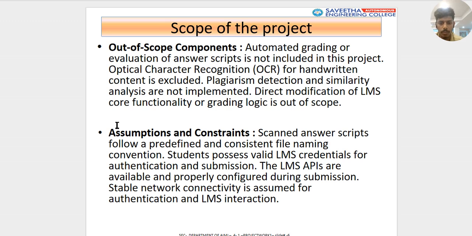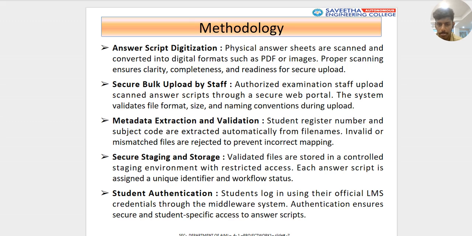Out of scope components, assumptions and constraints. Automated grading or evaluating answers is not included in this project. Direct modification of LMS core functionality or grading logic is out of the scope. Assumptions and constraints: the LMS APIs are available and properly configured during submission. Stable network connectivity is assumed for authentication and LMS interaction.